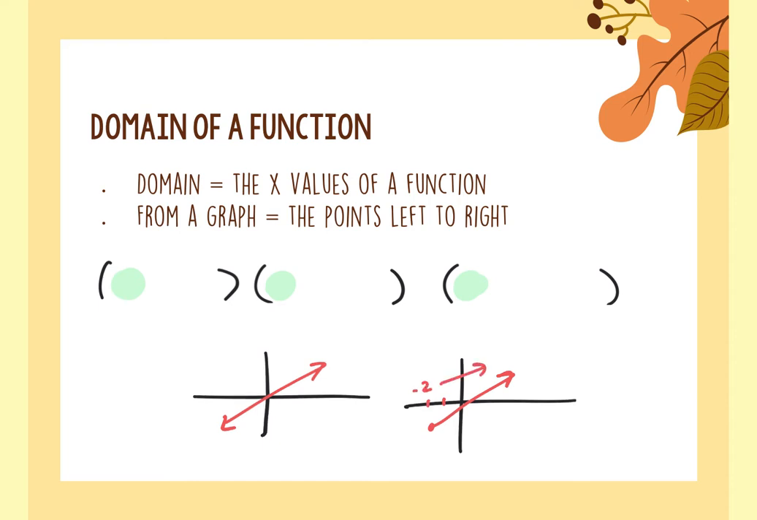So we're going to read it from left to right with a domain. And then we're also going to learn how to find domain from an equation. So 3 different ways that you'll find domain. If you're actually given the coordinate points, it's all the x values. If you're given a graph, you're going to give the values that the graph covers from left to right. And if you're given an equation, I'm going to teach you some things to look for to find domain.